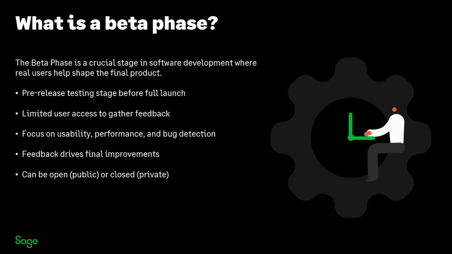So the purpose: it's part of pre-release testing, so it goes live before the full launch. It has limited user access to gather feedback. It focuses on usability, performance, and bug detection. And the feedback we get from our users drives final improvements. We want to hear back from our users as much as possible to get the best experience out of the software. And betas can either be public or closed, which is private. So let's take a look at HMRC's public beta, which launched earlier this year.